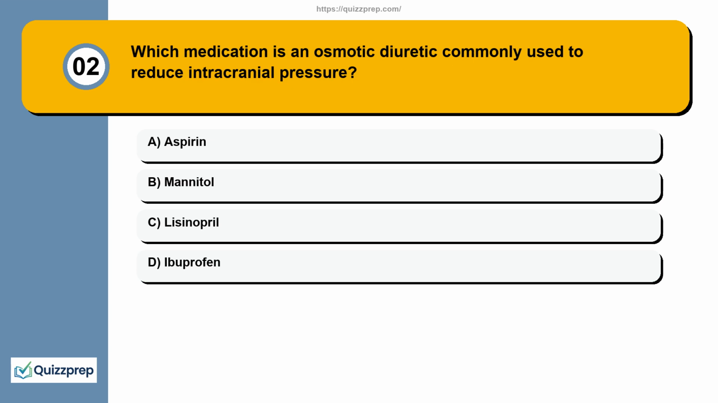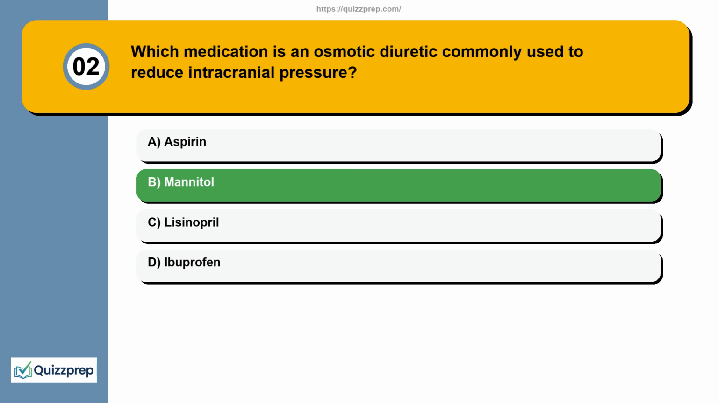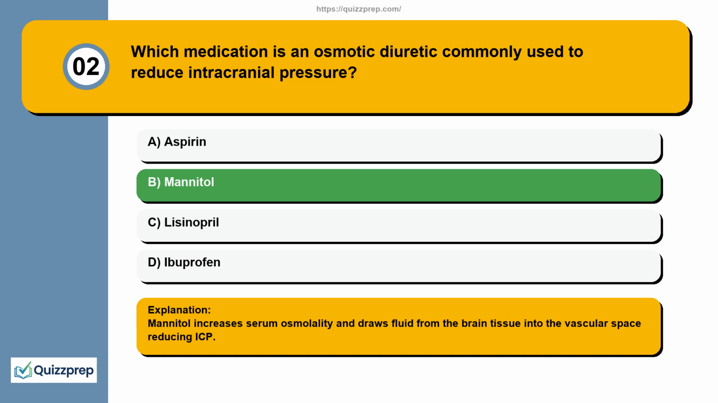Question 2. Which medication is an osmotic diuretic commonly used to reduce intracranial pressure? Here are your options. Option A. Aspirin. Option B. Mannitol. Option C. Lisinopril. Option D. Ibuprofen. The correct answer is option B. Mannitol. Explanation. Mannitol increases serum osmolality and draws fluid from the brain tissue into the vascular space, reducing ICP.